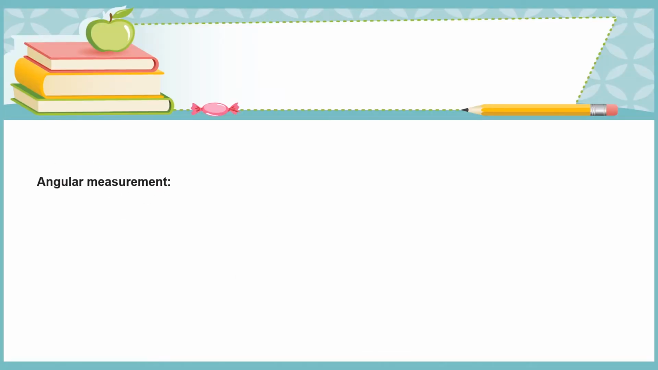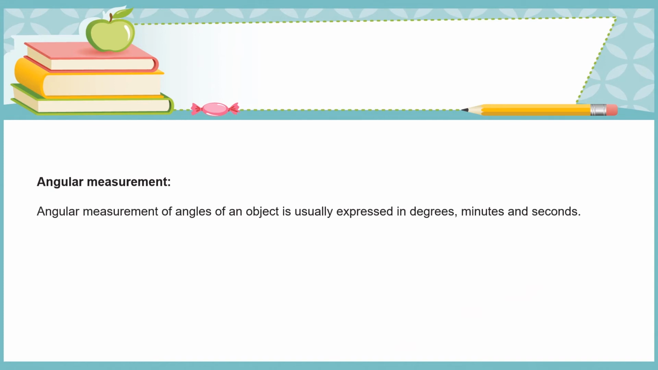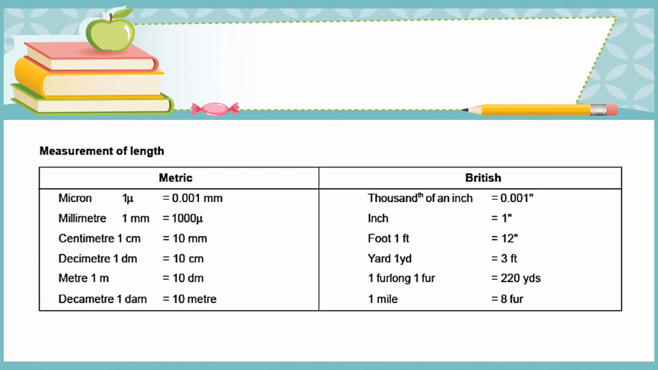Angular measurement. Angular measurement of angles of an object is usually expressed in degrees, minutes, and seconds. 1 degree is divided into 60 minutes and 1 minute is 60 seconds. You can see the different measurement of length.